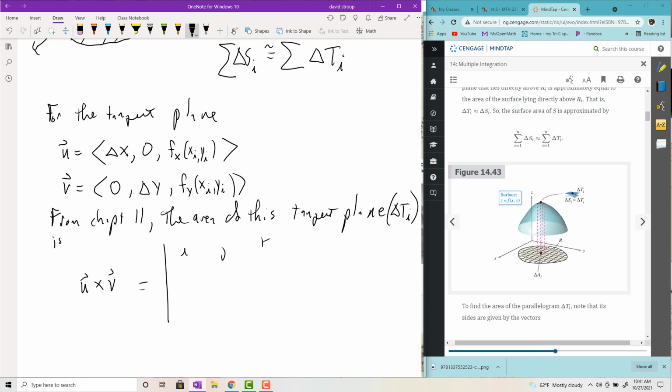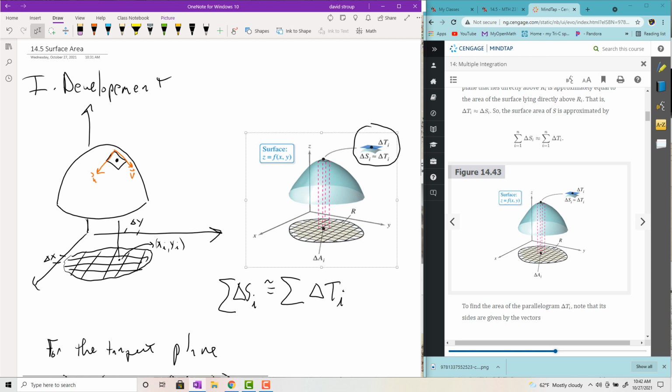So i, j, k over top. Hopefully you haven't forgotten how to do cross products. Delta x, 0, f_x; 0, delta y, f_y. And then, covering up the first column and getting the determinant of the leftover, it'll be 0 minus f_x delta y, times all that times change in x. I mean, all times, it's been a while. It's just that.